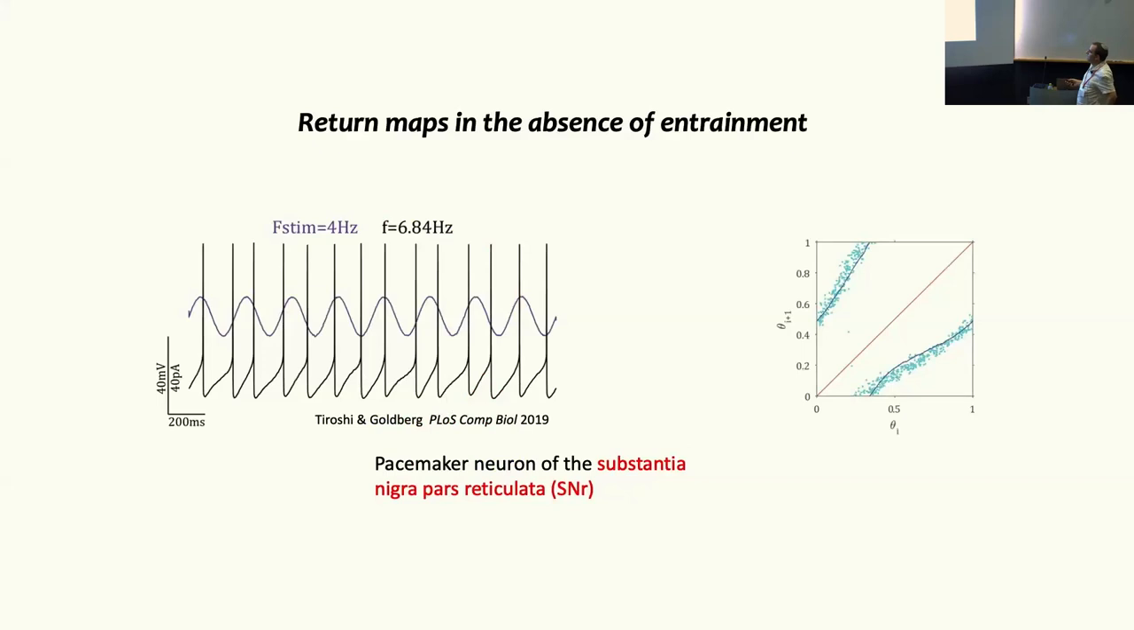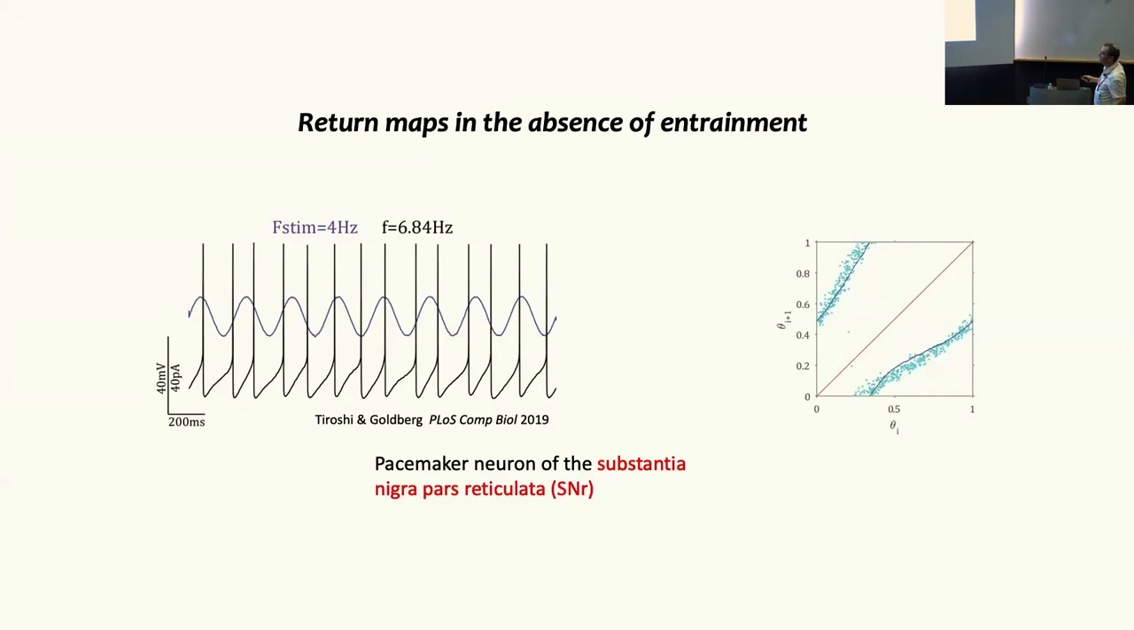Okay, so now what happens when you're not in that sweet spot where you're driving? What about the other frequencies? So here's just an example in another paper. Here we had a case with a substantia nigra reticulata neuron, and we drove it a little bit lower than its intrinsic frequency. In this case, the blue line is just a fit. We didn't calculate PRCs here.